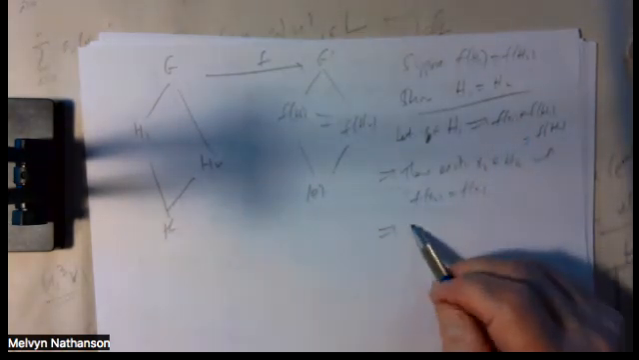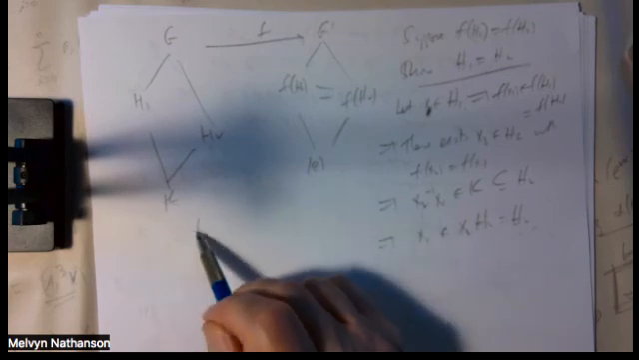Which means X2 inverse X1 is in the kernel, which is contained in H2. So X1 is in X2 times H2, which is equal to H2 because X2 is in H2. So X1 is in H2. So if X1 is in H1, X1 is in H2. So therefore, H1 is contained in H2.